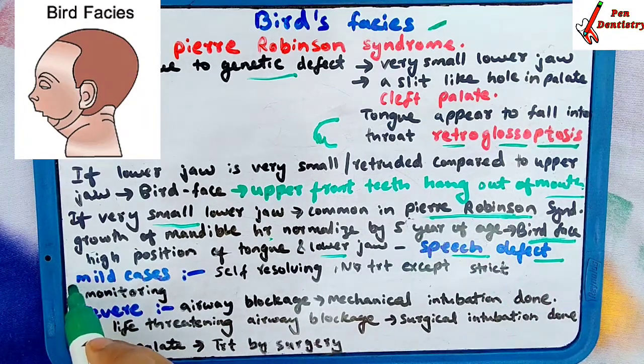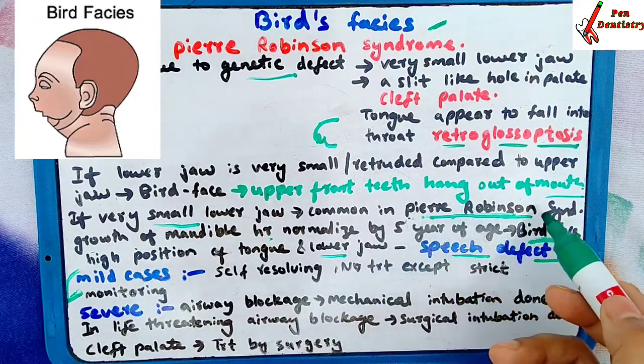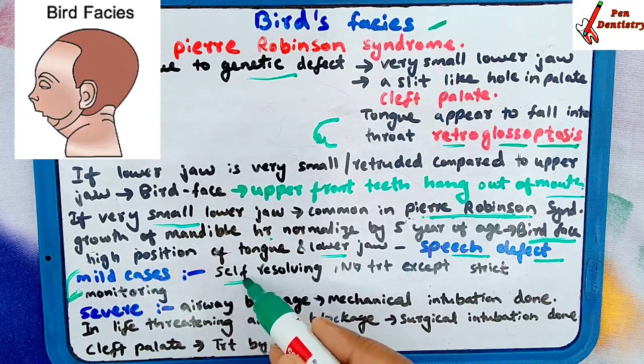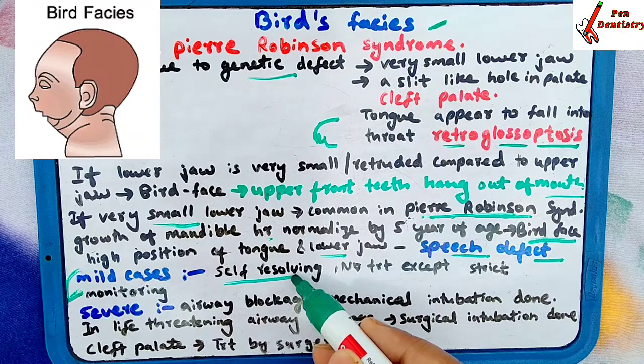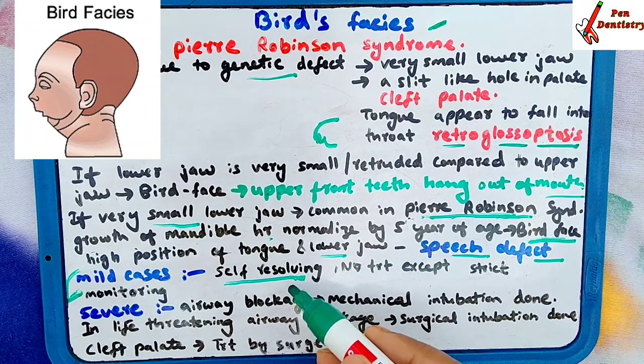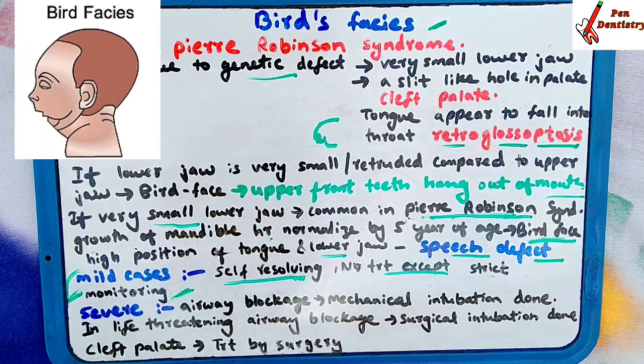In a mild case of Pierre Robin syndrome, it is self-resolving. That means it will heal and come back to its normal position. The face will come to its normal position, and there is no treatment except strict monitoring. You just have to take care that the person is monitored until self-resolving is done.